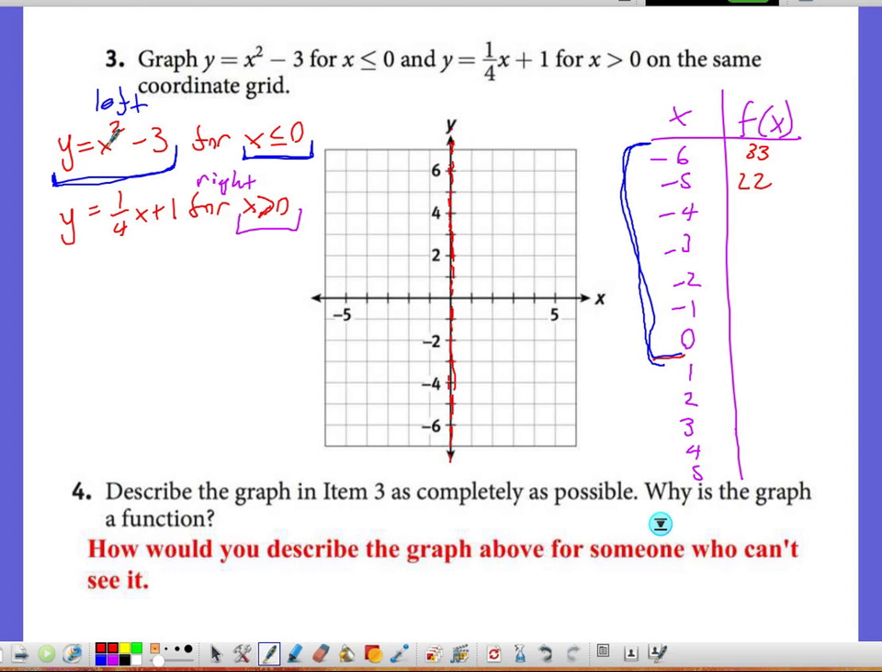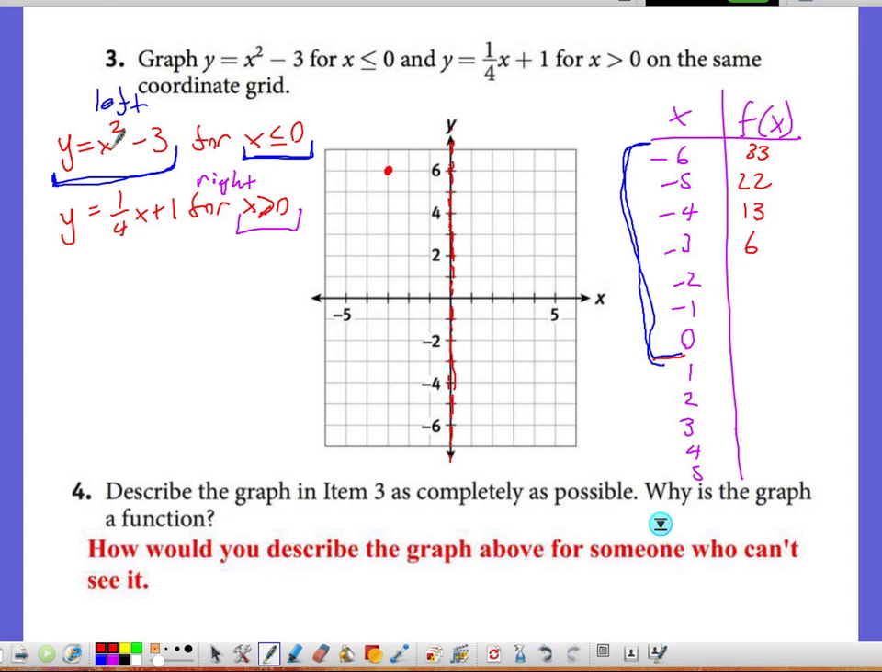Negative 4 squared is 16. 16 minus 3 is 13. Negative 3 squared is 9. 9 minus 3 is going to be 6. So look at that, we can graph that. So here is our first ordered pair. Negative 3 and up 6. There we go.